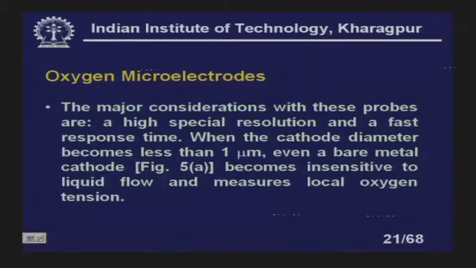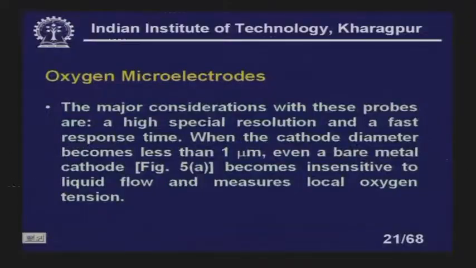Oxygen microelectrodes. The major considerations with these probes are high spatial resolution and fast response time, because in some conditions we may need a fast response. In that type of case, 1 minute or even 20 seconds might not be desirable, so we have to reduce that. We can do that with this type of oxygen microelectrode. As its name implies, it is very small in size, with high spatial resolution and a fast response time.